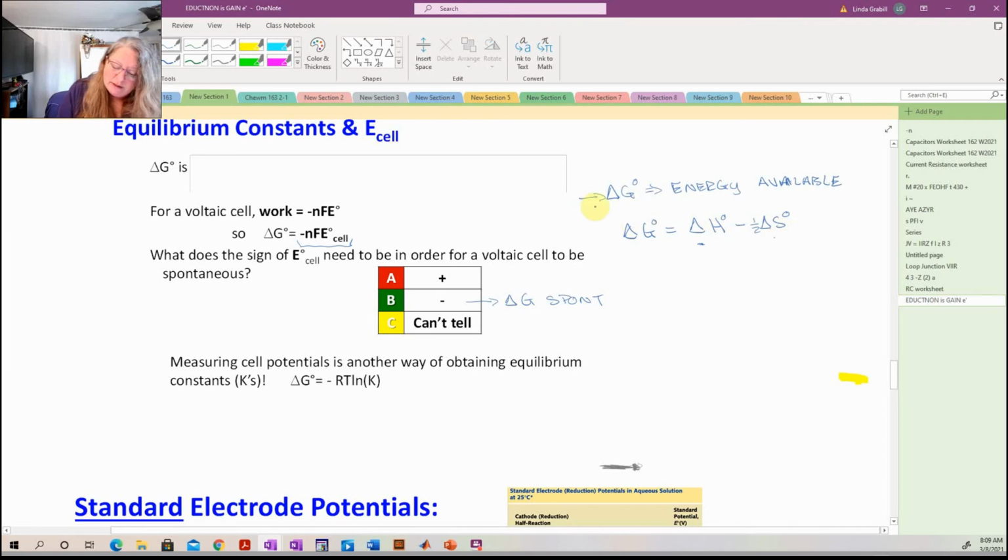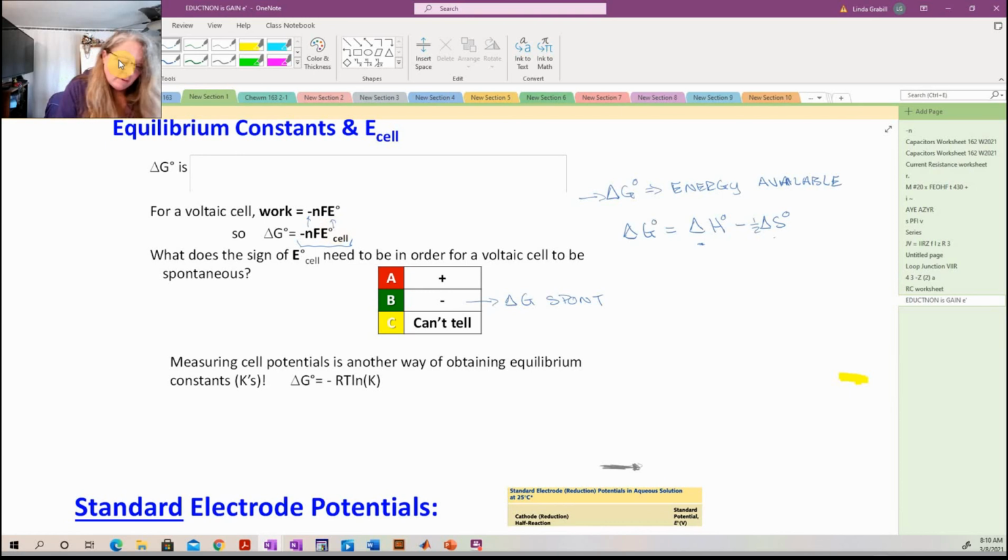So the same thing goes for here. It still applies. For this to be a spontaneous value, I need a negative number. Well, I have the negative here. So if my overall E for the cell is positive, then I have something that is spontaneous. If I have an E that is negative, it's going to cancel out that negative sign, meaning that it's not spontaneous. In other words, I would have to plug it in and force it to go to make it happen. So my delta G needs to be positive.